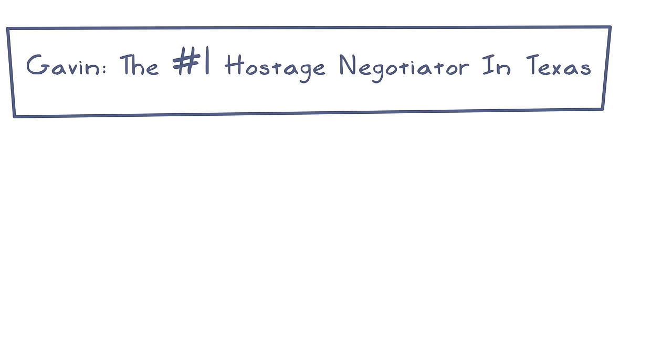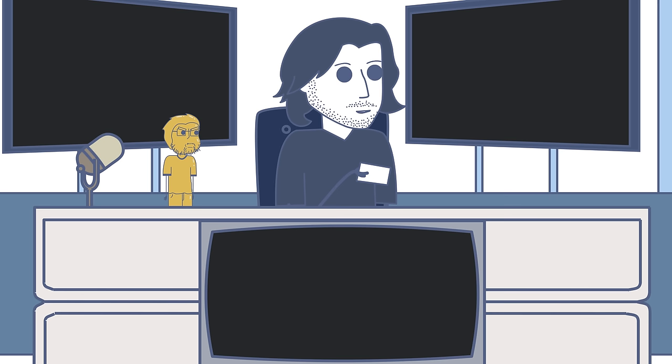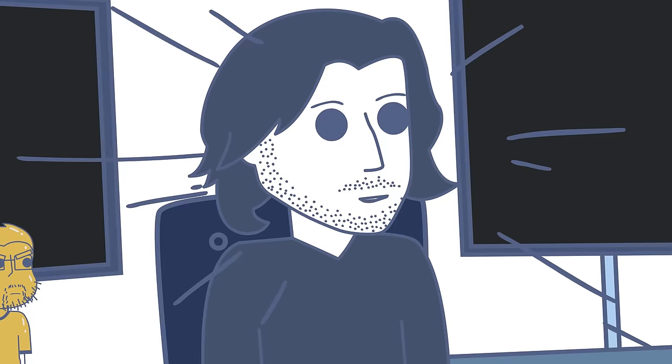Gavin is the hostage negotiator in Texas. Number one hostage negotiator. And Lindsay is an international criminal who has taken an entire bank hostage and is making some very odd demands. I'm always typecast. So, sex on the clock. What are we going to start with? What letter? Hi. Ready, set, go.